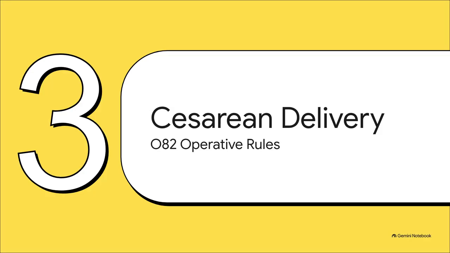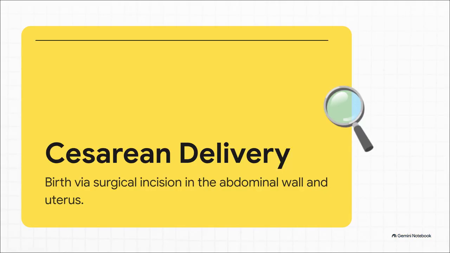Section 3, Cesarean Delivery Coding, O82 and Operative Rules. Transitioning over into the surgical pathway, let's look at the precise anatomical and clinical definition of a cesarean delivery. This is a birth via surgical incision in the abdominal wall and uterus. And because this is a major operative procedure, your documentation requirements are going to shift pretty significantly from what we just looked at with vaginal deliveries.